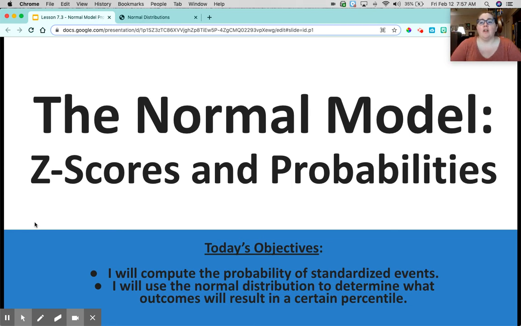She needs attention. So we're going to talk about the normal model again, talking more specifically about z-scores and how to find probabilities that are more specific.